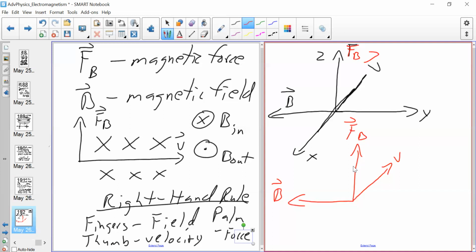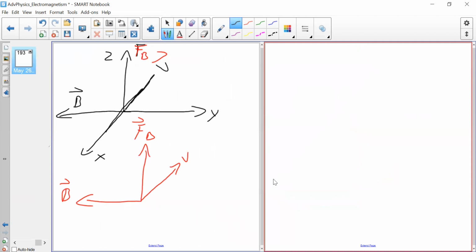So either way, no matter what, it's still three-dimensional. All these vectors are perpendicular to each other. Okay, so step one about the proportionality, or the relationship between magnetic force, magnetic field, and velocity. They're all perpendicular.